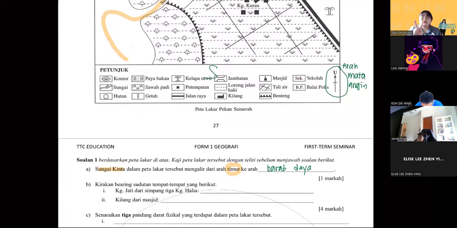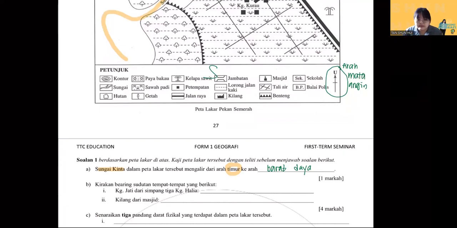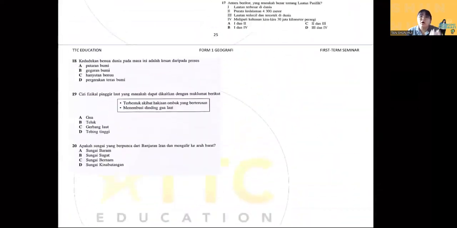Then, the second very important thing in your chapter one is what? Bearing Sututan. So what is bearing Sututan? Bearing Sututan means I'm using a group of numbers. I'm using numbers to tell you where I am now. I'm not using Timur or Timur Laut to tell you where I am. I'm using numbers. Why? It will be more detailed.